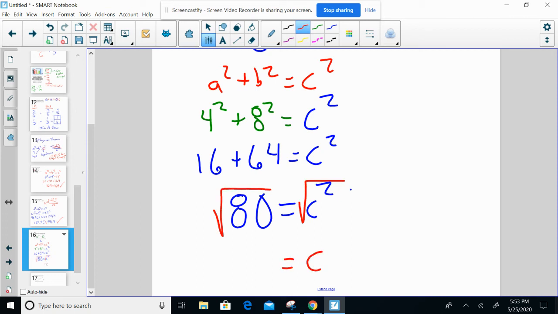And you can round this. The square root of 80 is not going to come out to be pretty. It's going to come out to be 8.94. And that's fine. That's what you can write. 8.94 is the answer.